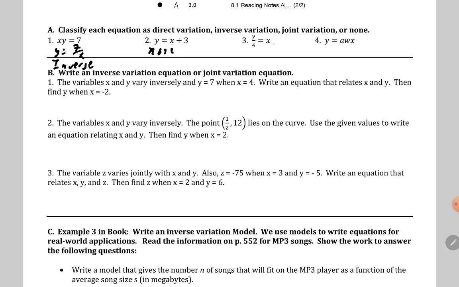This one, if I multiply both sides by 4, I get y equals 4x, which looks like y equals ax. So this is a direct variation. And then lastly, this one is a joint variation. Y varies directly with w and x.